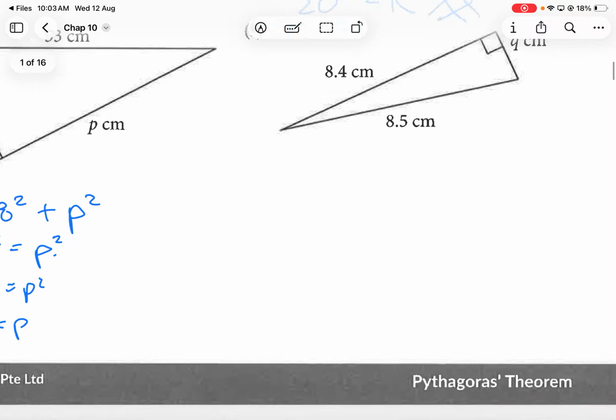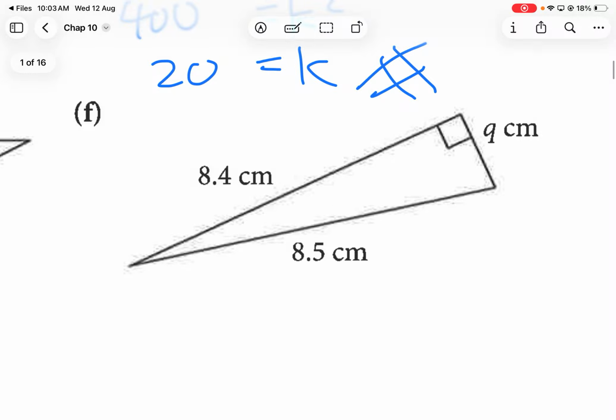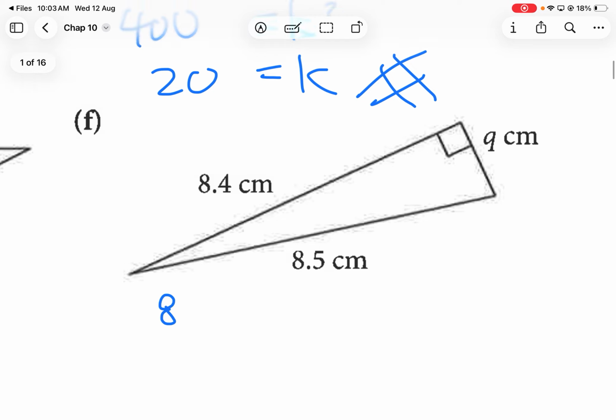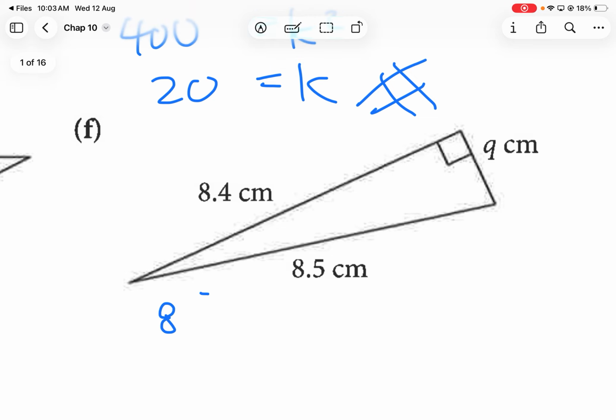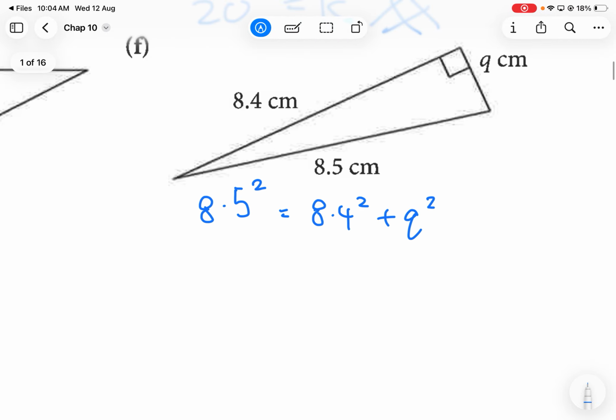Okay. Last one. Longer side. 8.5 because it is opposite my 90 degree. Opposite my 90 degree, definitely the longest. Longer side square equals to shorter side square and added together. There is only one relationship.